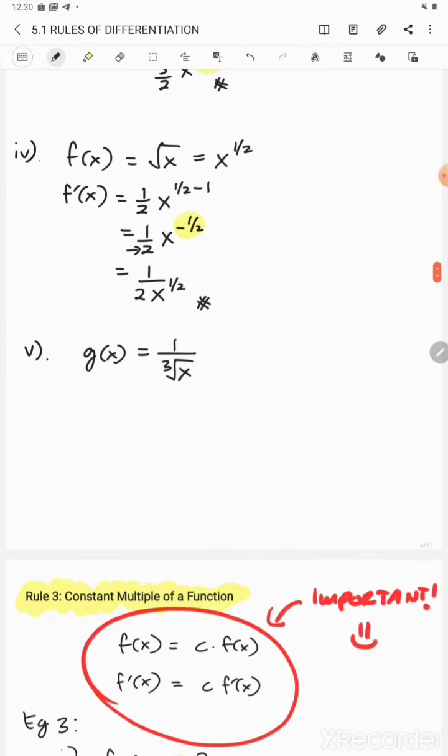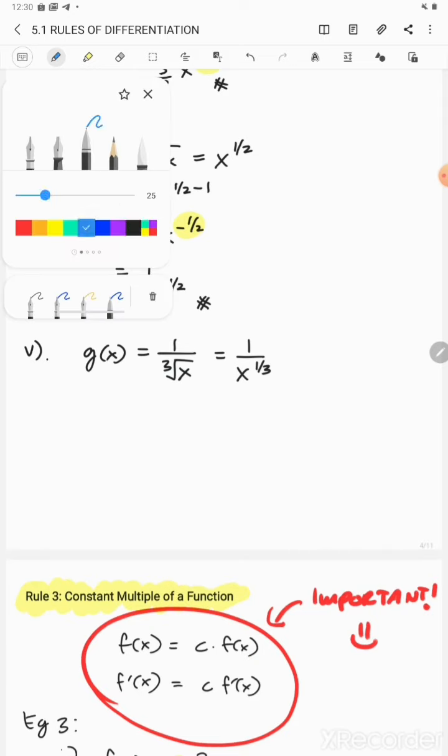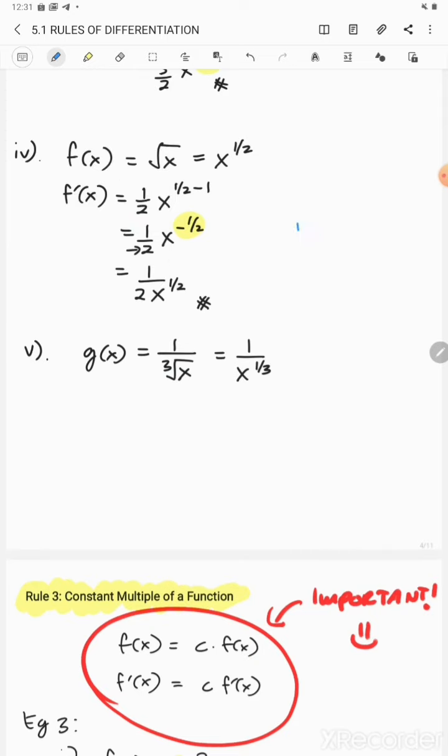Last one, we have here g(x) equal to 1 over cube root of x. Remember, change the pattern. This one will be 1 over x power of 1 over 3. This is cube root. Don't get confused. If you see square root, this one will become x power of 1 over 2. Cube root will become x power of 1 over 3.